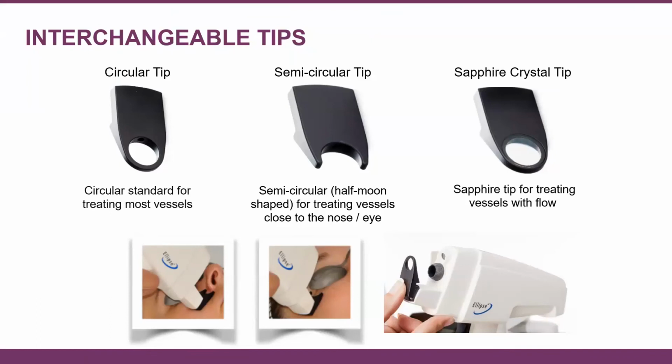And the third one has a sapphire crystal glass within it, so we can use this to actually apply a little bit of pressure, particularly useful when you're treating large spider nevi. So you apply pressure in the center of that spider nevi, and it reduces the flow of the blood, so you have a much better chance of getting good coagulation of that vessel.